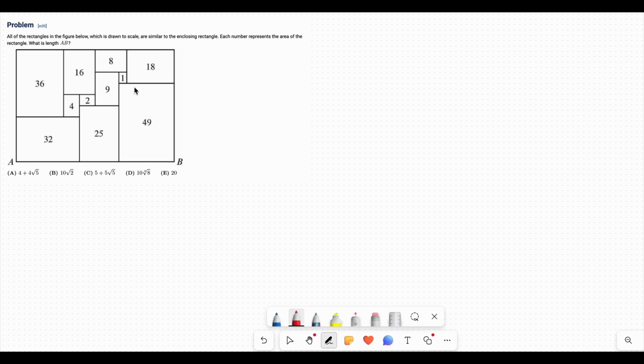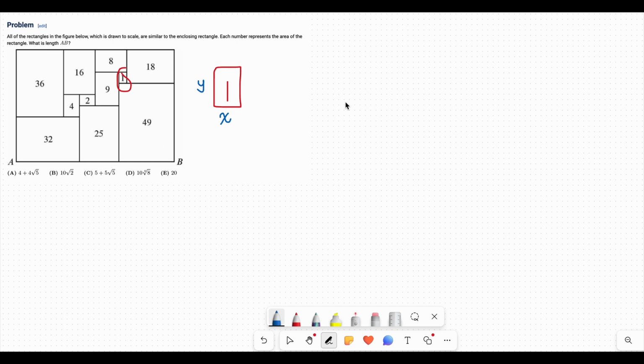So, when I was solving this question, my first thought was to consider this rectangle with area 1, the one right over here. So what I did was that I set the shorter length to x and the longer length to y. How does this help us?